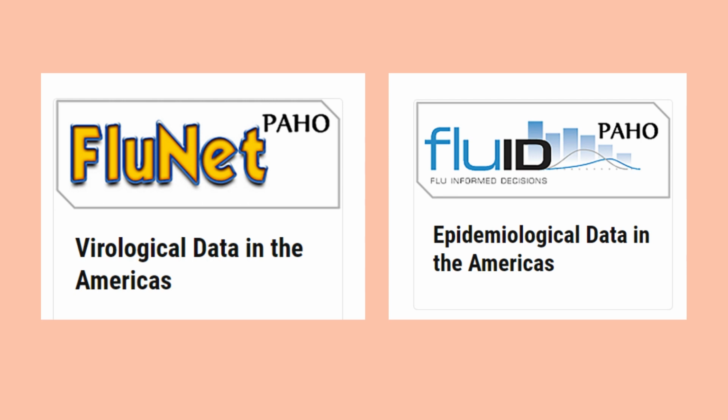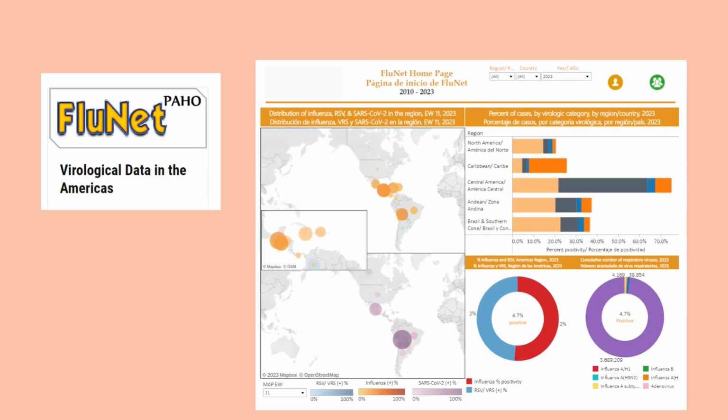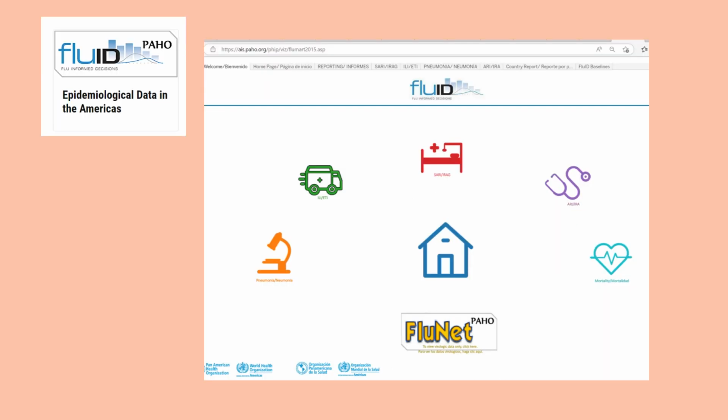The FluNet platform collects and collates virological data, and its public database shows trends in the viruses detected by region and by country. The FluID platform collects epidemiological data such as age and sex. It displays the trends in ILI and SARI cases and the viruses detected in these cases, as well as the distribution by age and by country when available.